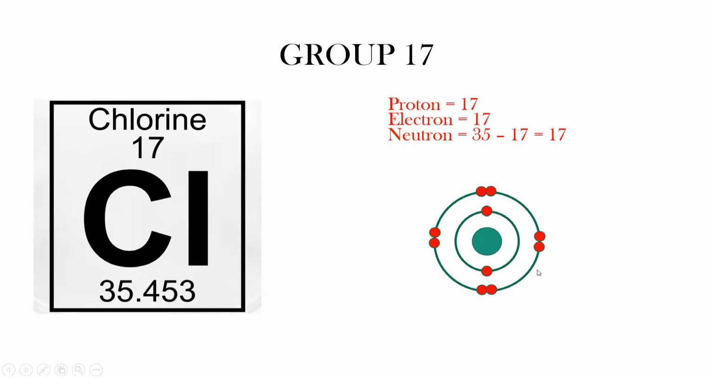So here the total number of electrons is 2 plus 8, which is 10. The number of electrons is 17, so the balance is 7. So draw another shell and put 7 electrons in the third shell. 2, 4, 6, 7. So this is the atomic structure for chlorine. Chlorine is in group 17 because chlorine has 7 valence electrons in the outermost shell.